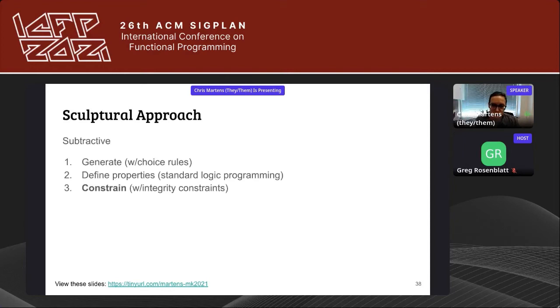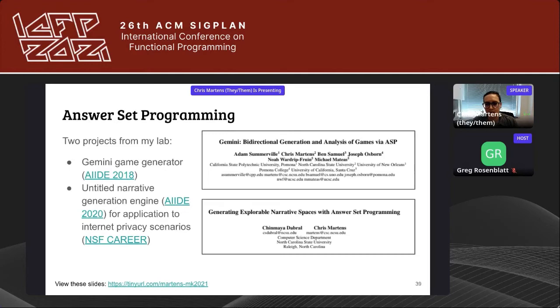There are two projects from my lab that use answer set programming heavily. One of them is a game generator that we made called Gemini. It generates games. In Cameron Brown's work, he was generating board games meant to be played between two humans. In our case, we were generating single player arcade style mini games that were designed to fit within the context of an interactive narrative experience.